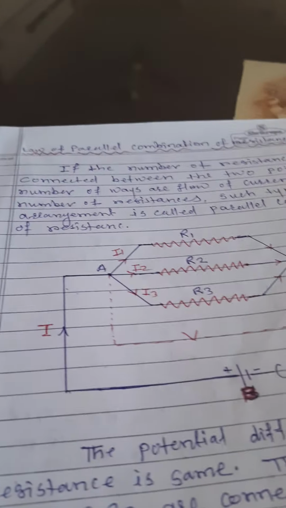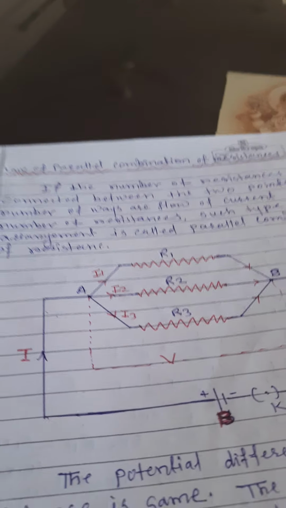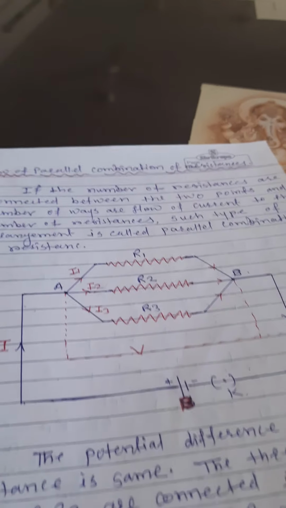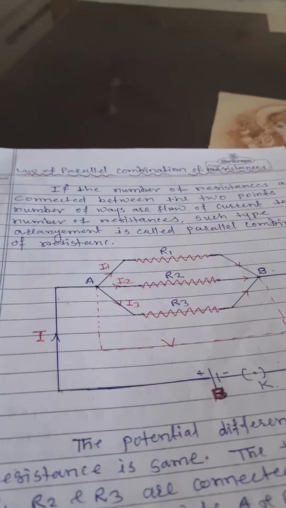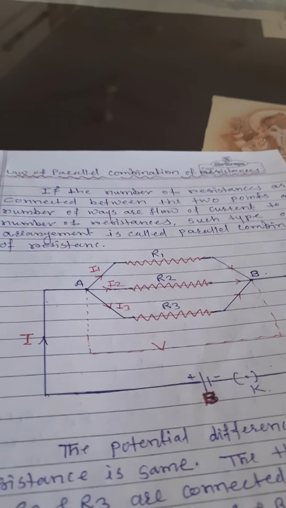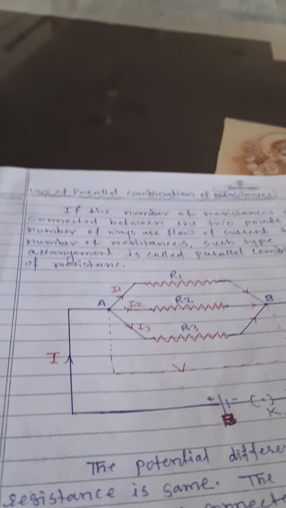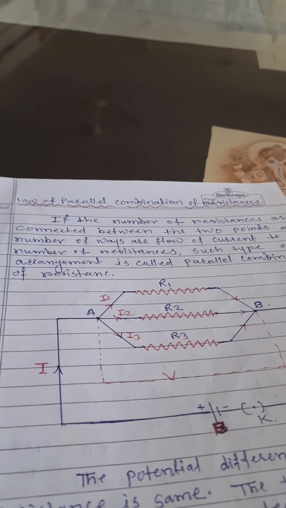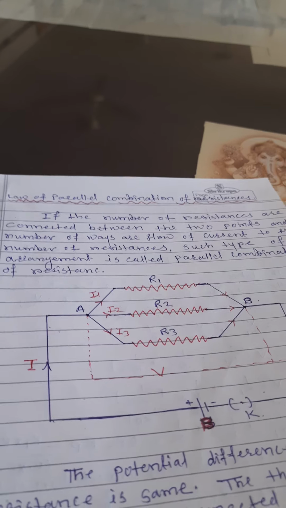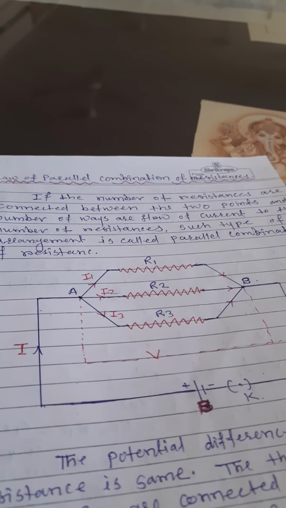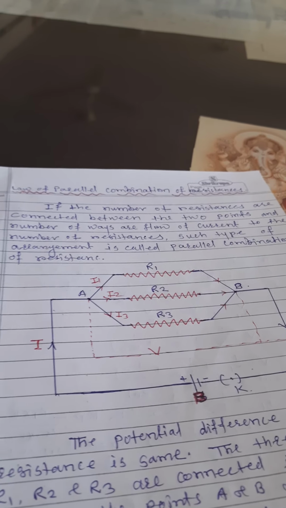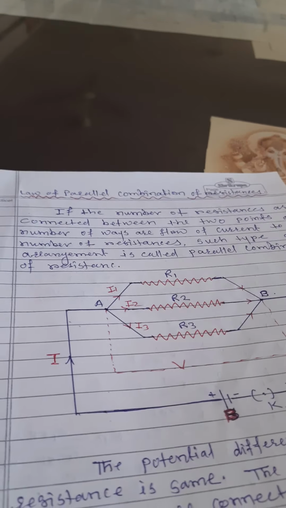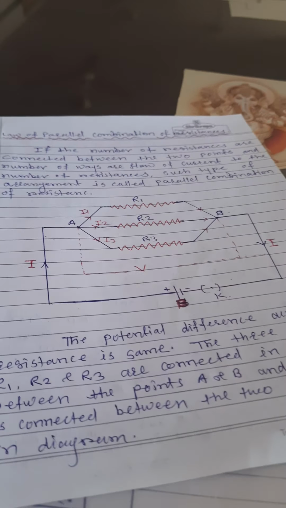Now there is the parallel combination of resistances. If a number of resistances are connected between two points, or across the voltage, such that there are multiple ways for the flow of current, equal to the number of resistances, then such an arrangement is called the parallel combination of resistances.